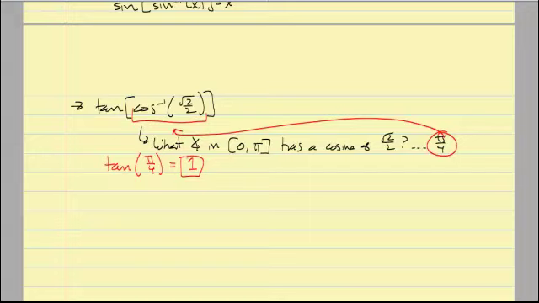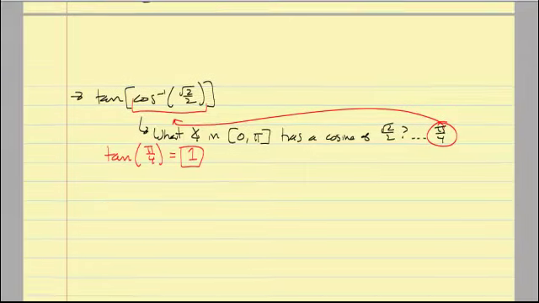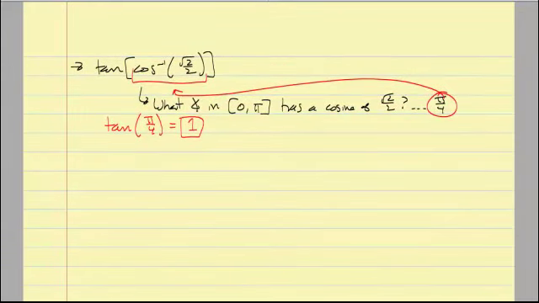Let's go ahead and look at another example where it might not be a value off the unit circle, but I can still solve it. And this might look familiar from our review quiz we had towards the beginning of the semester. So this will look like the cosine of the inverse sine of 5/13. Okay, 5/13 does not look familiar to me. This is not a standard angle value.